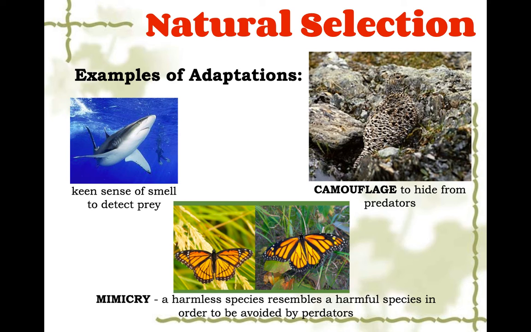Another example is mimicry. This is a process where you have a harmless species resembling a harmful species in order to be avoided by predators. So, the monarch butterfly is poisonous and it has the colors to let the predators know that it is poisonous. And then there's another butterfly that looks the same but isn't poisonous, but predators think it is, and so it is better able to survive.